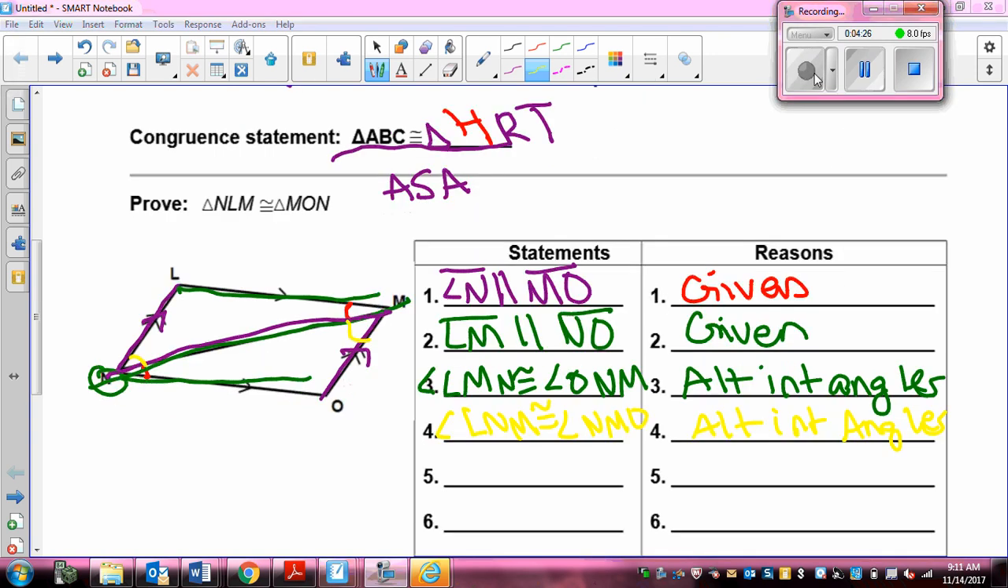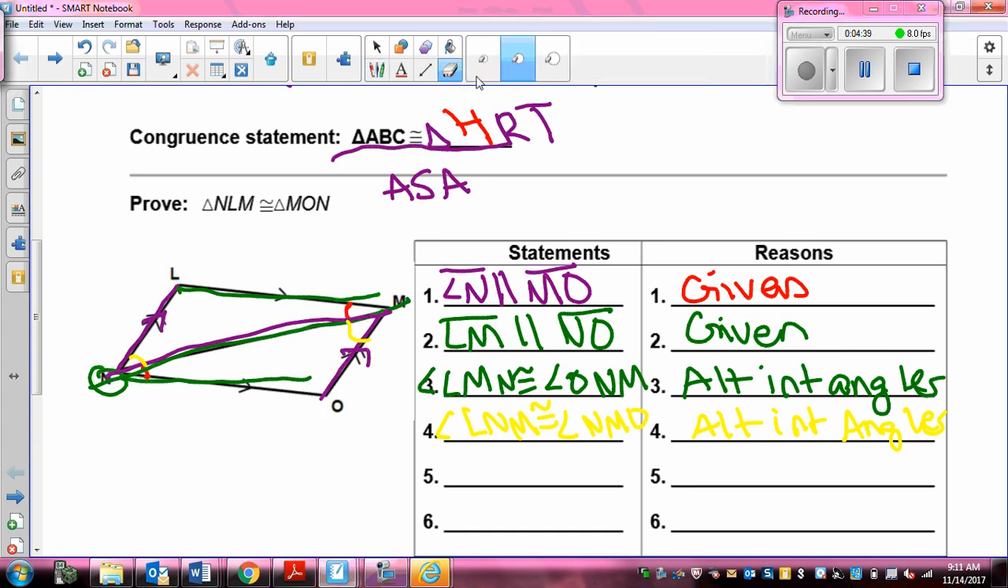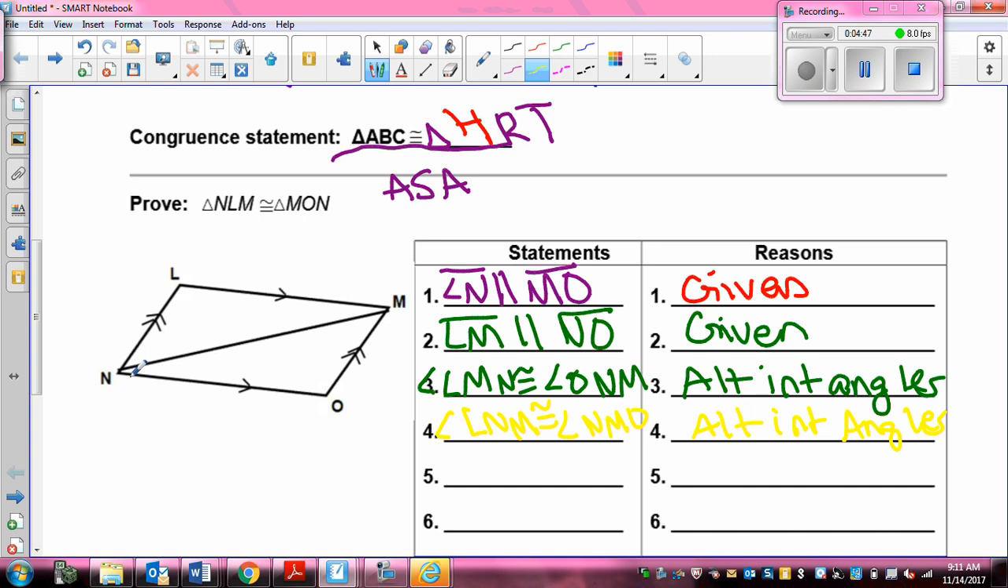Now we need one more thing. We have that our two angles are congruent. This one is congruent to this one, and this one is congruent to this one. But we need the included side is congruent. But we know that side is congruent to both triangles because they're sharing it. They're both sharing MN. So I can say that MN is congruent to itself, and that is always because of the reflexive property.